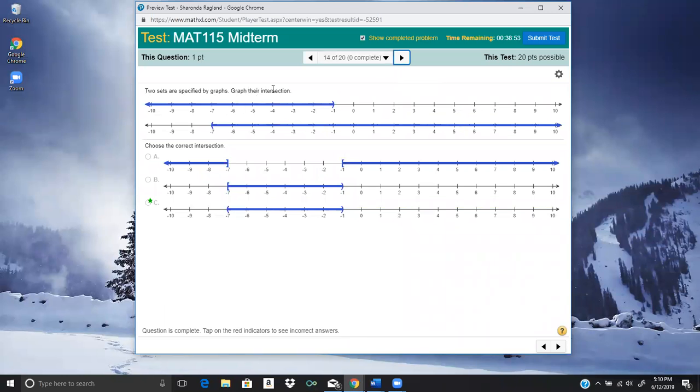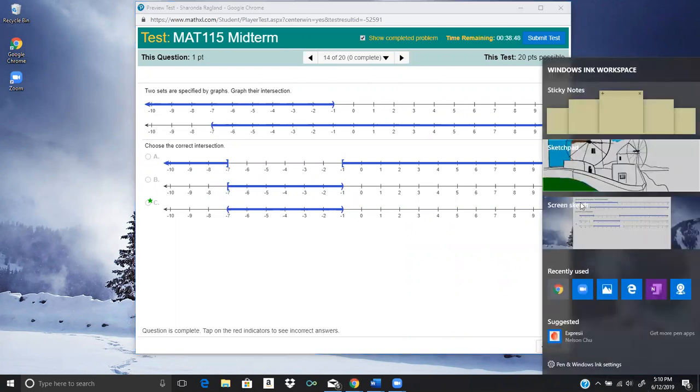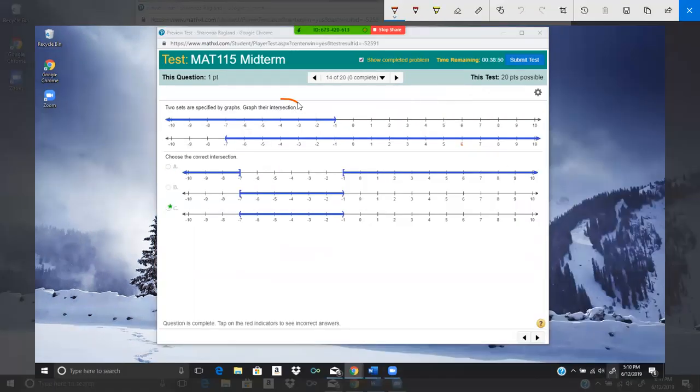Here, they're asking you to graph the intersection. Now, we talked about the intersection, right? Intersection is just what they have in common. So if we have this graph and we have this graph, what's common? What's common is here to here. So with open, okay? This is what's common, not including the -7 or the +1. So we'll have open brackets at that. So that's why C is the answer.